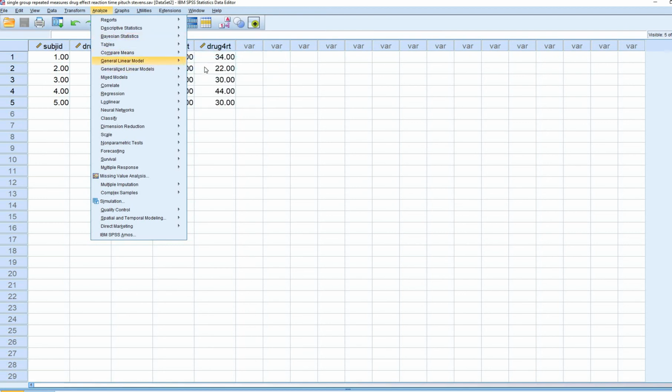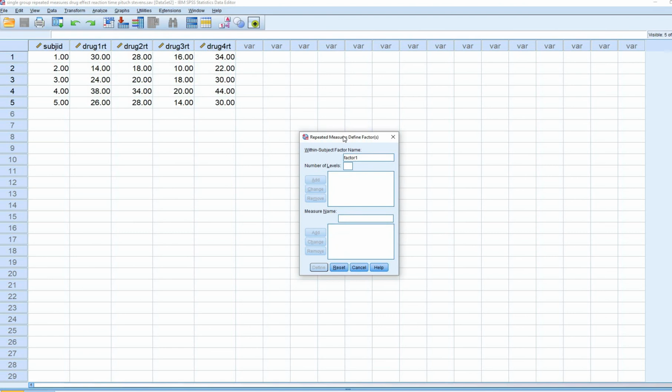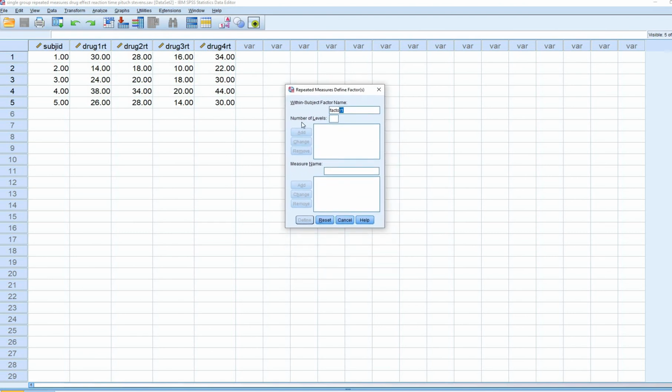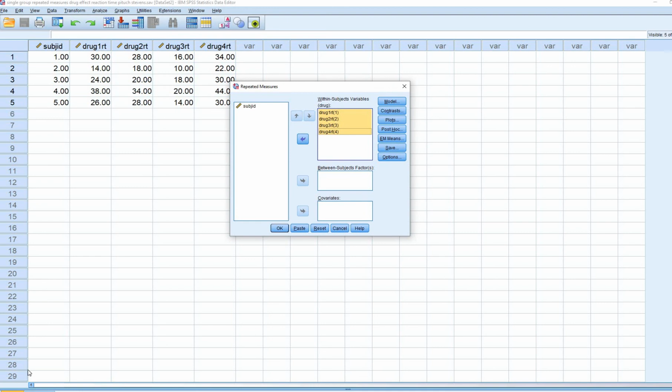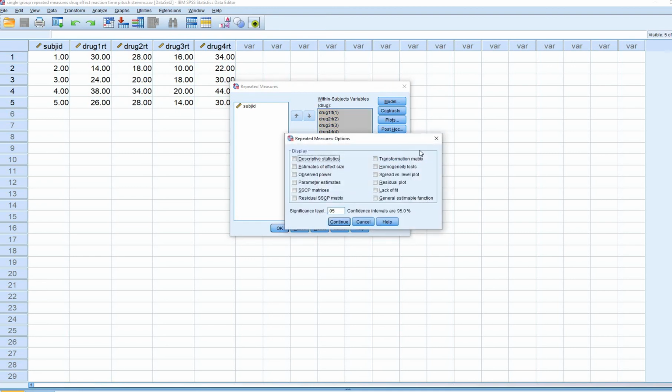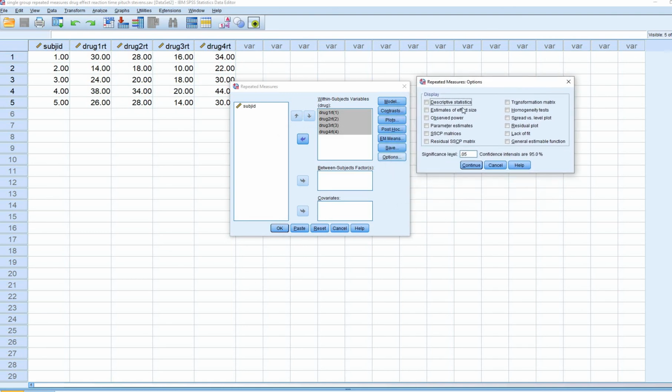General Linear Model, and then go down to Repeated Measures as we did before. Up here where it says Within Subject Factor Name, what I'll call it is Drug. And then for the number of levels, we'll just say 4 and click on Add. I'm just going to leave the measure name alone for right now. Next, I'll highlight all of these and move them over to the Within Subjects Variables box.